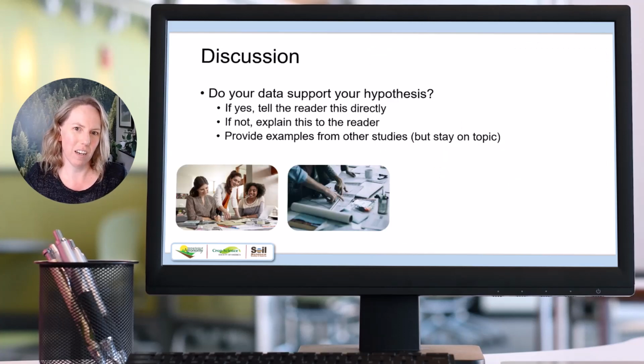The heart of the discussion is, do your data support your study hypothesis? If your data do support what you expected, tell the reader this directly. If not, say so and give your reasoning. Provide examples from other papers, but again, stay on topic with your key message.